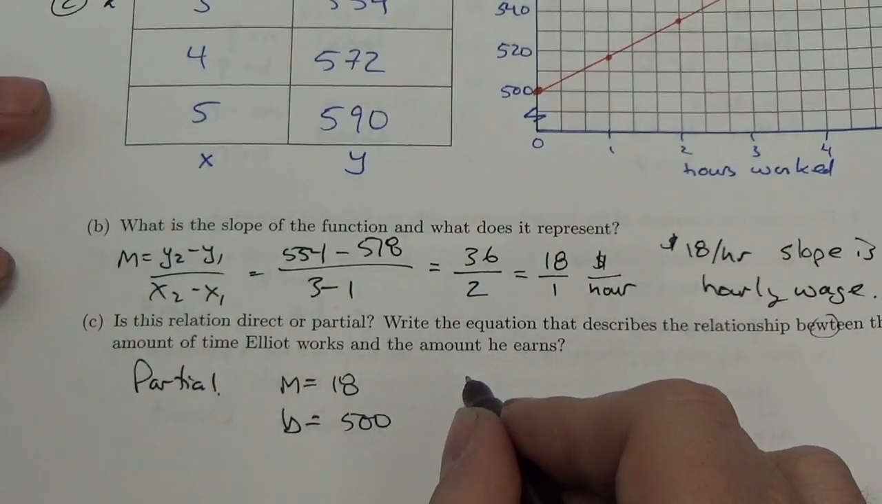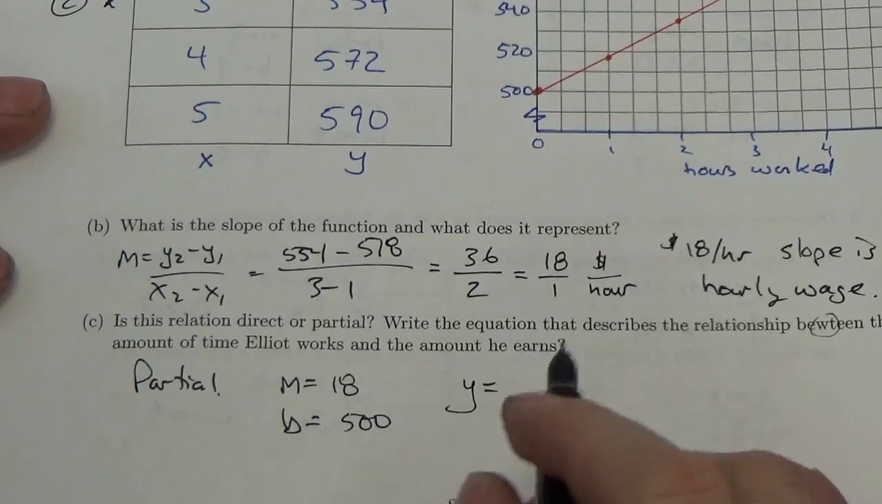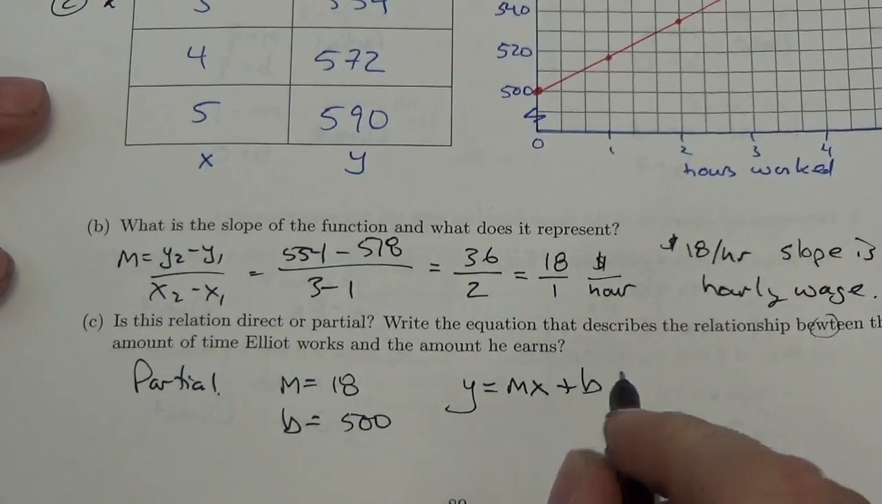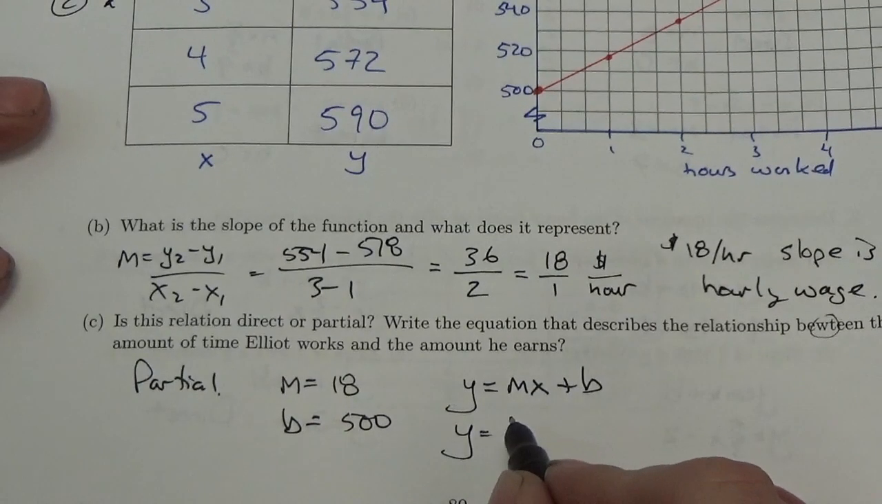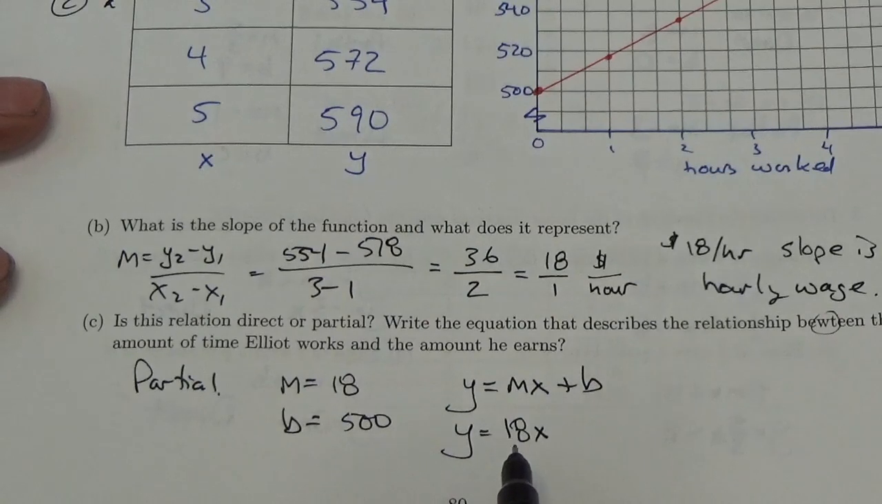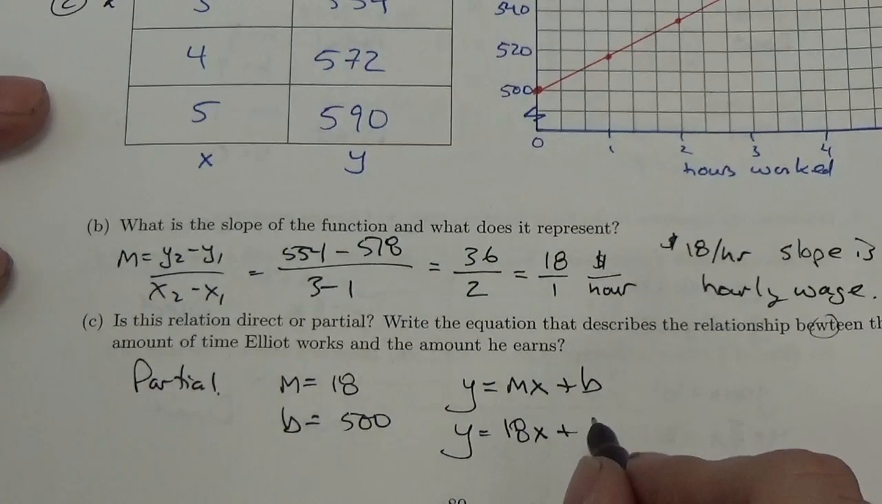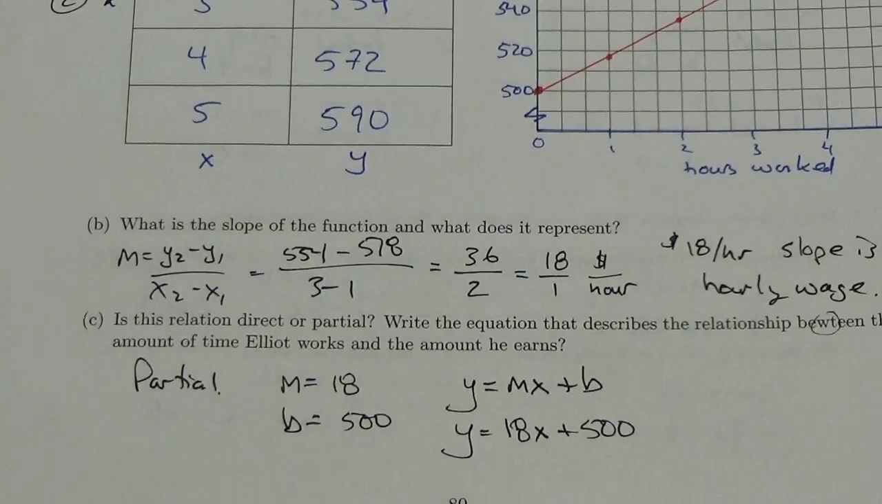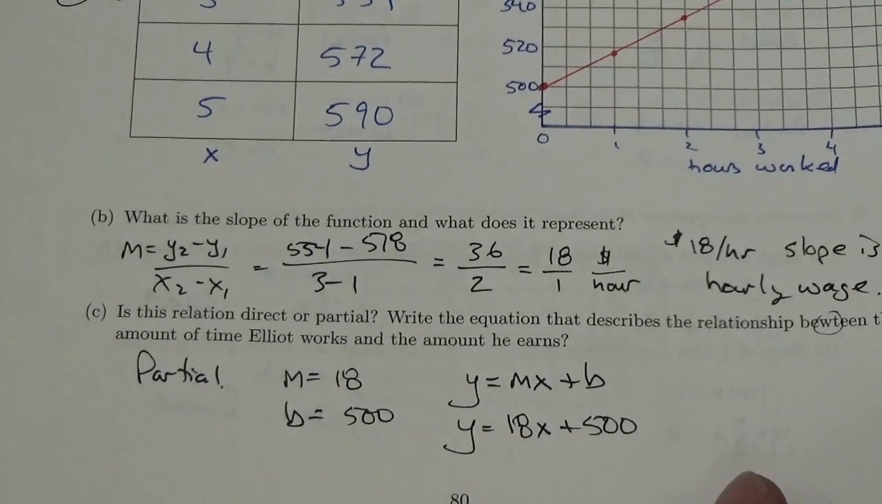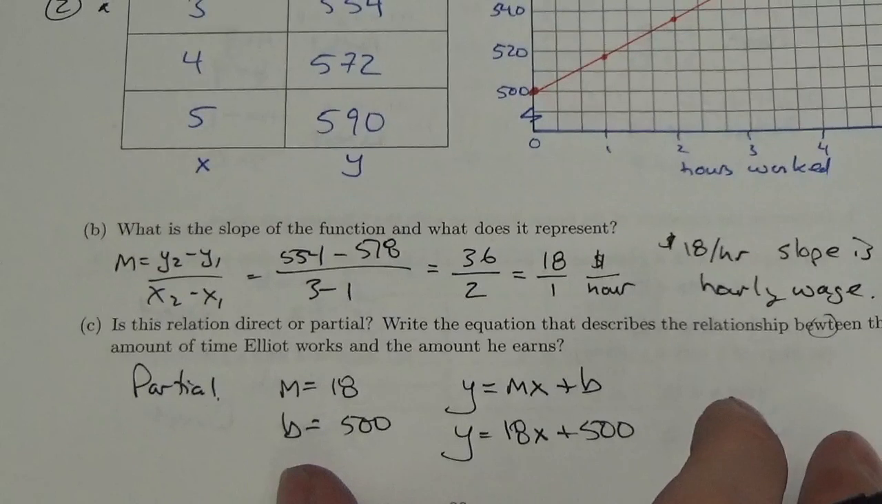So therefore, my equation, remember, if it's partial, it looks like this: y equals mx plus b. The slope is 18, so I put that in front of the x, and that's how I recognize that that is the slope. And then I add the y-intercept afterwards, the plus 500. So this is the equation that I would use. Now this question continues on to the next page here.